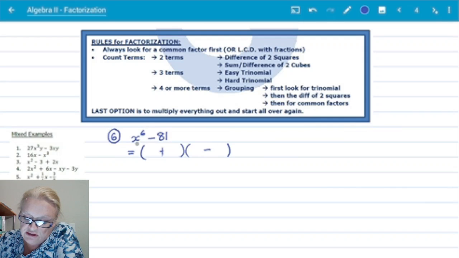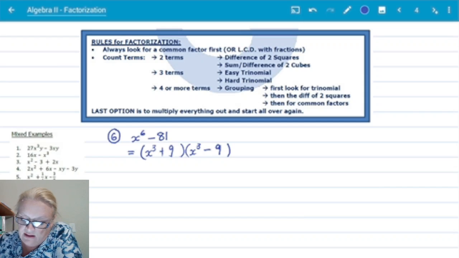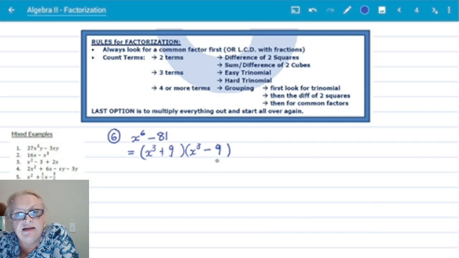The square root of x to the 6 is x cubed and x cubed. The square root of 81 is 9 and 9. Check in your brackets. Can you find another difference of squares? No, x cubed is not a square. Is there maybe a difference of cubes? No, because 9 is not a cube either. So this is as far as this sum can go.